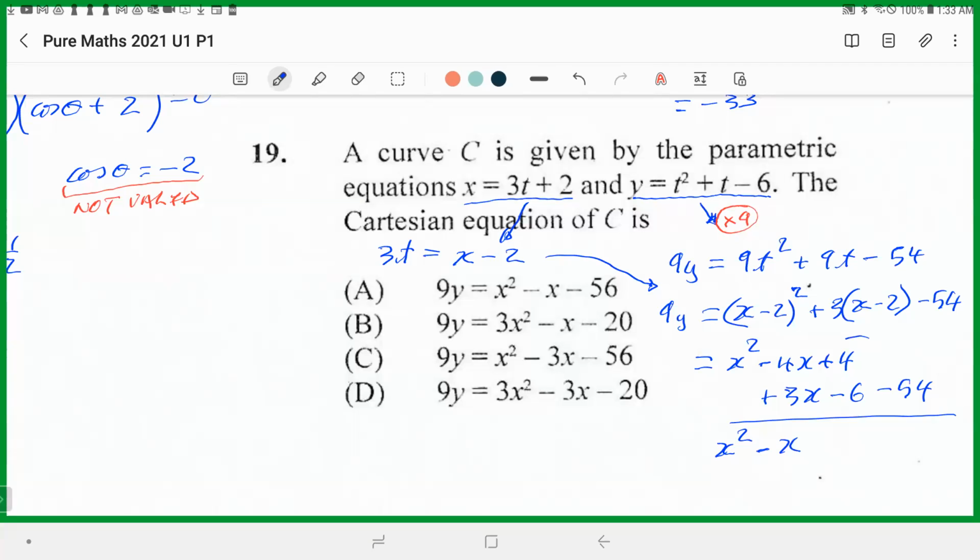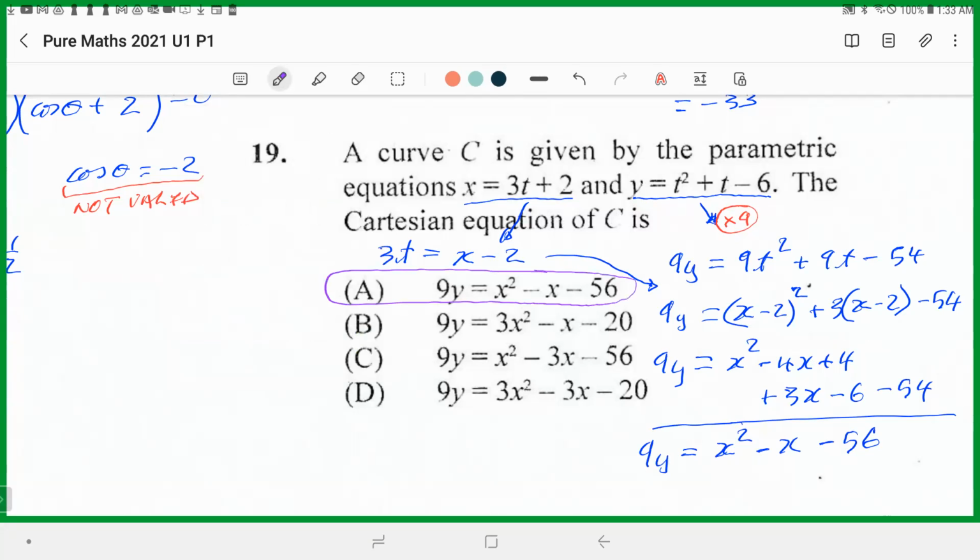And then all this becomes what? This and this is negative 2. Negative 2 and negative 54 become negative 56. That's what 9y equals. Add it up. So the answer is this one. The first one. Yep. First one. Right there.